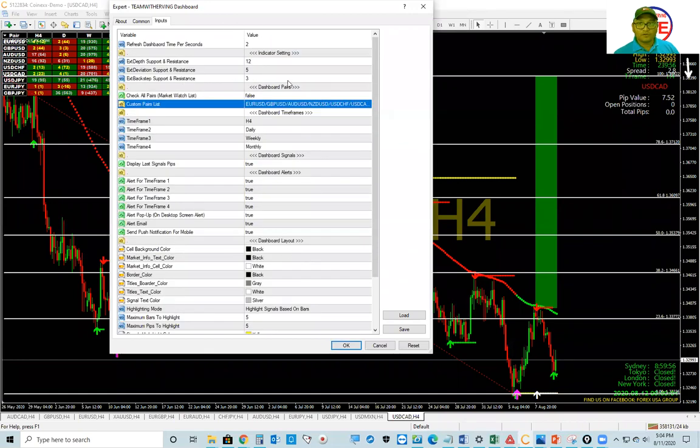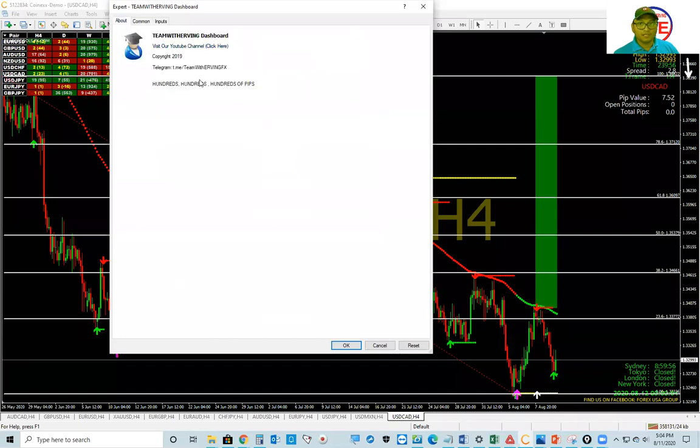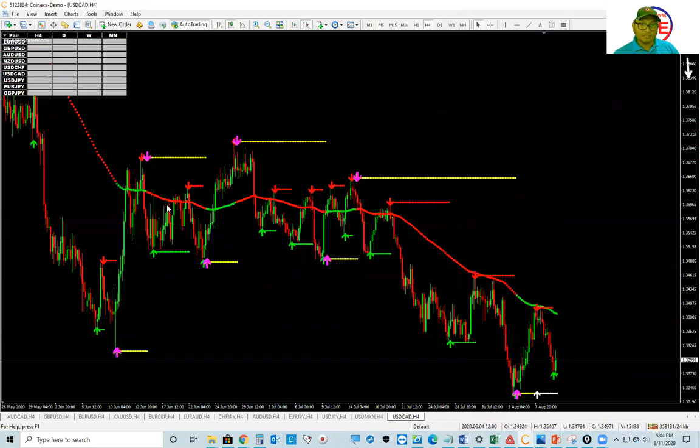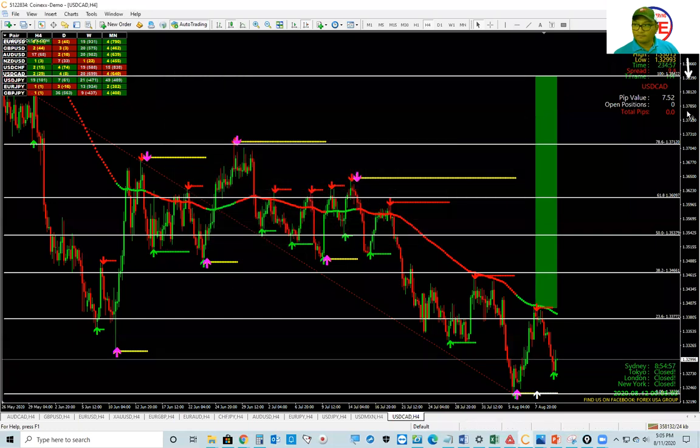All right. So all the settings are ready to go. Make sure you allow DLL import, allow import and export, and so on, and that's it. And this is mine, by the way. All right. And then it's gonna read everything. Make sure whatever you have in there, press OK, and then it will go there.